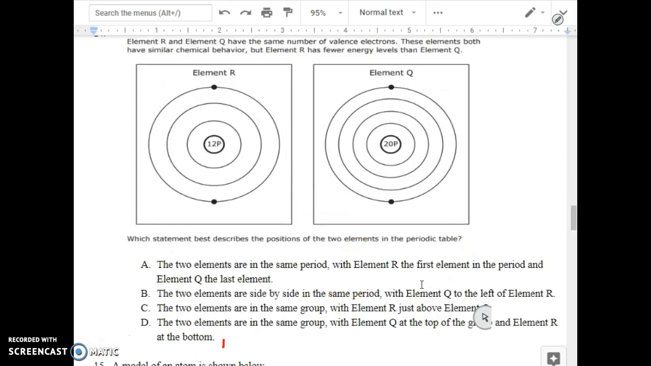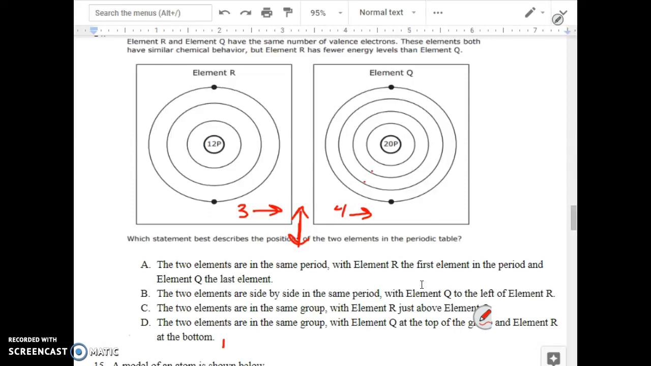Okay, number 14. Element R and element Q have the same number of valence electrons. These elements both have similar chemical behavior, but element R has fewer energy levels than element Q. We know that the periods on the periodic table tell us the energy levels. So we know that this element is going to be on the third row going across. This one will be on the fourth row going across. They are going to be in the same group up and down because they both have the same number of valence electrons. So which statement best describes the position of these two elements on the periodic table?